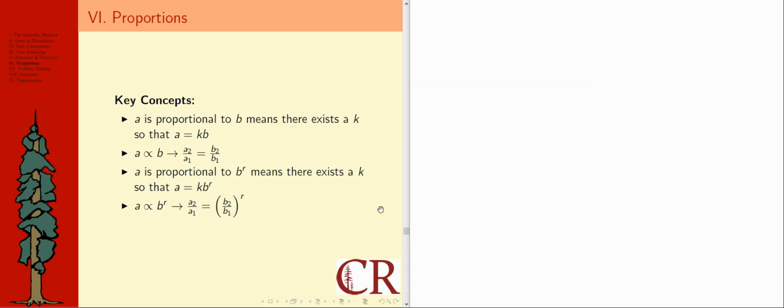So I want to talk a little bit about proportions. That's our next topic here. Topic number 6 for this series for chapter 1. Theoretically, proportions are covered in math classes.